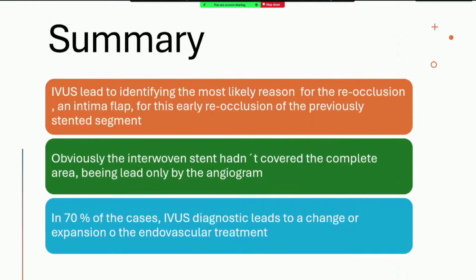Next slide, please. So in summary, IVUS led to identifying the most likely reason for the reocclusion. It was an intimal flap. Obviously, the interwoven stent hadn't covered the complete area, being led only by the angiogram. And in 70% of the cases, IVUS diagnostics leads to a change or expansion of the endovascular treatment. Thank you.